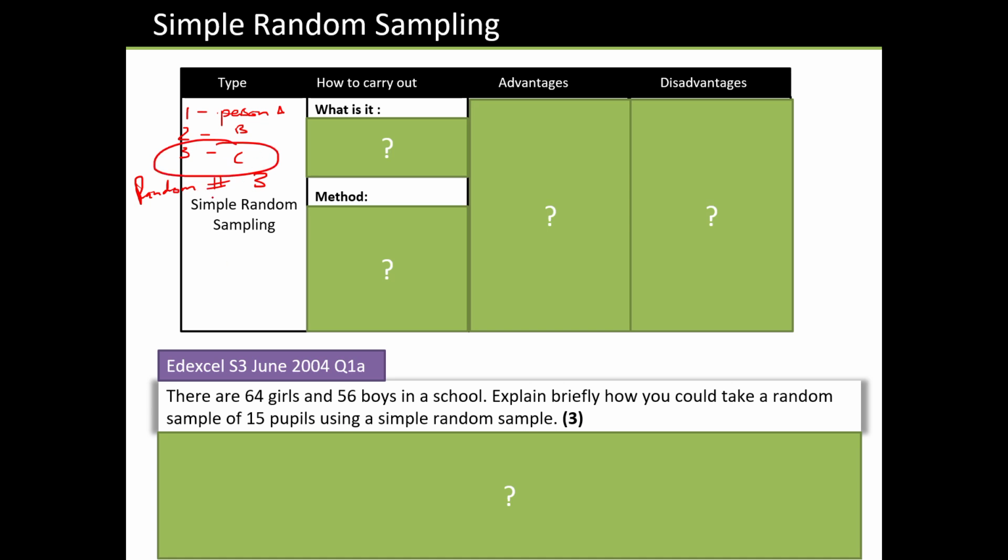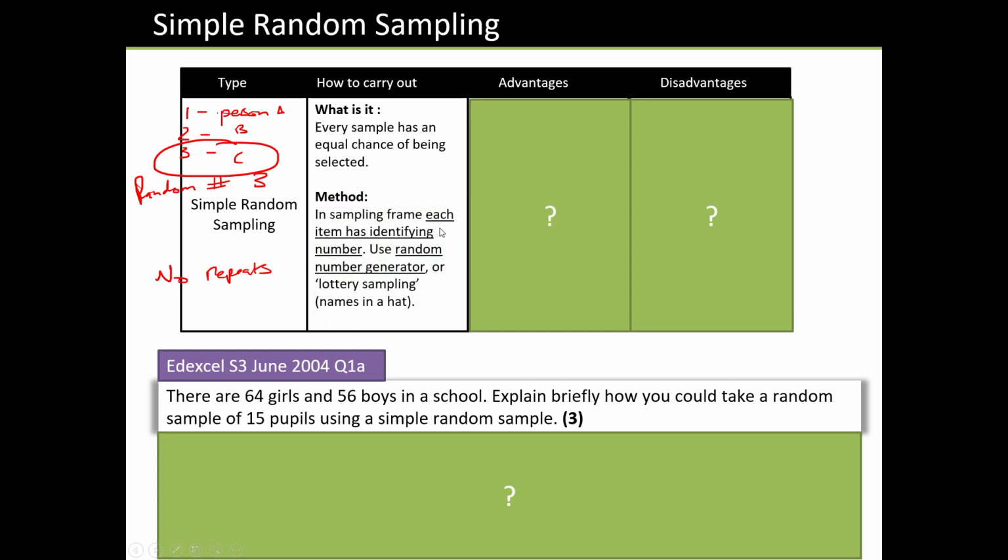Finally, what else should we say? We should say that there are going to be no repeats. Okay, so if we get the same number again, we're going to ignore that person. And we're going to keep going until we've got the number that we need. So every person has an equal chance of being selected. They have an identifying number. A random number generator is used. And as I've said, you can add a bit more to it saying if there's a repeat, you ignore that person. You keep going until you have the value that you're looking for.